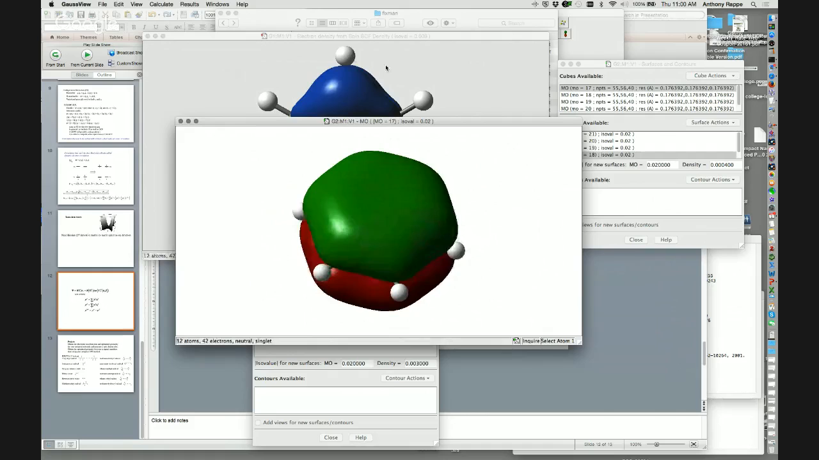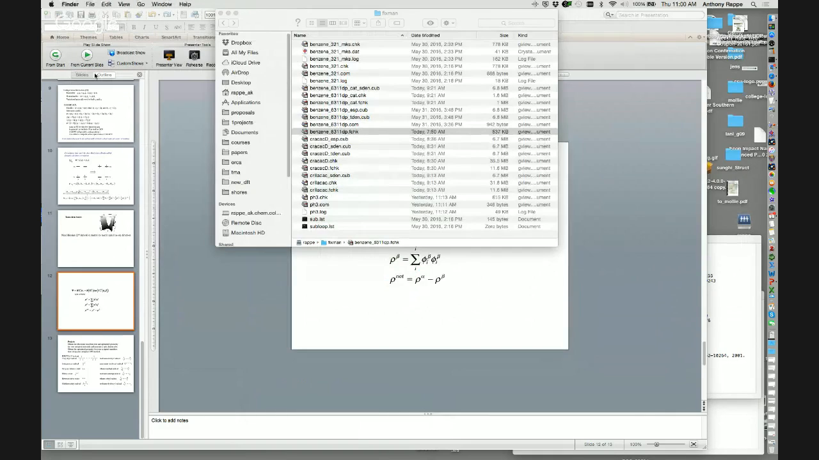Okay, so we can look at radicals. In your assignment, you're going to have a radical to look at. By plotting the spin density, you can see where the unpaired electron or electrons are inside the molecule.